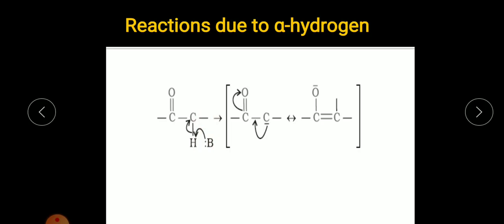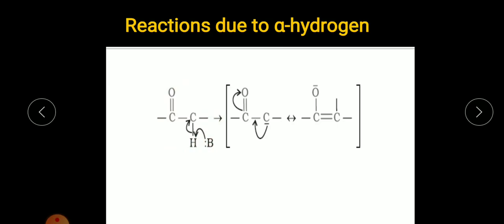Alpha hydrogens are acidic in nature. That means they can be removed as H plus ion. If there is a base present, the OH minus from the base can take that H and form water. Because of the presence of this alpha hydrogen, we have two important reactions. One is aldol condensation and the other is Cannizzaro reaction. We'll see that in our next video.